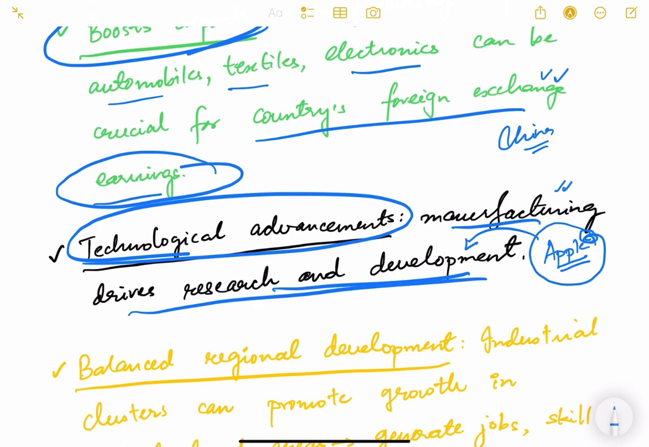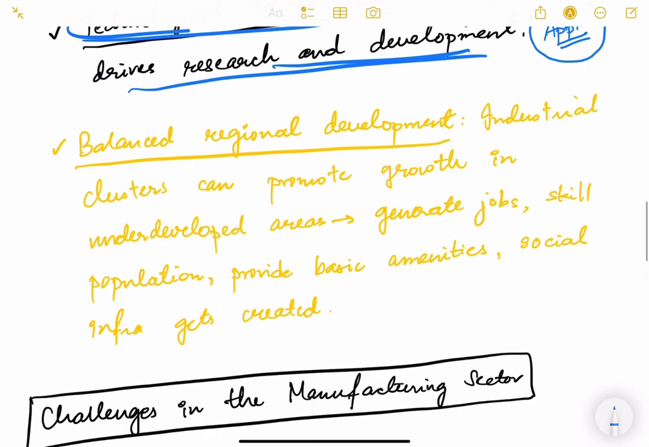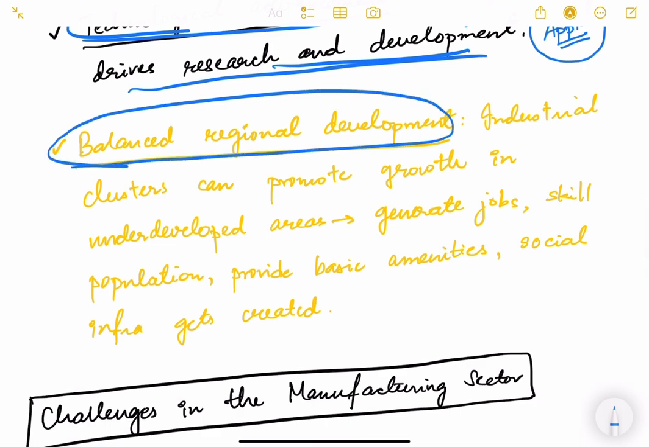Similarly, other industries also. So technological advancements take place. Then it leads to balanced regional development. So wherever there is some backwardness in any region of the country or any part of any state, manufacturing can provide a very promising way to economic development in that region. Okay, so we can promote industrial clusters which can promote growth in underdeveloped areas.